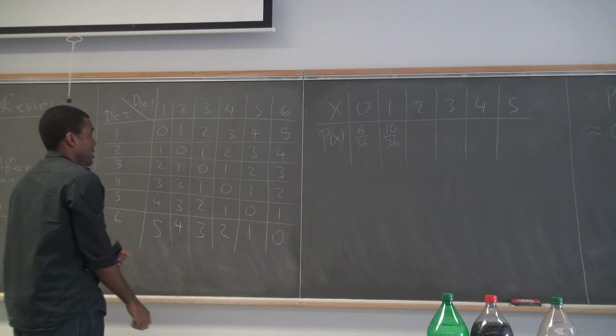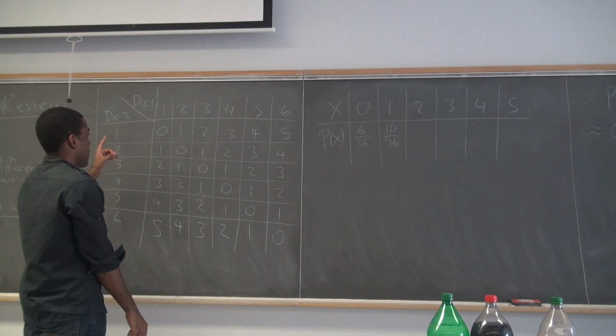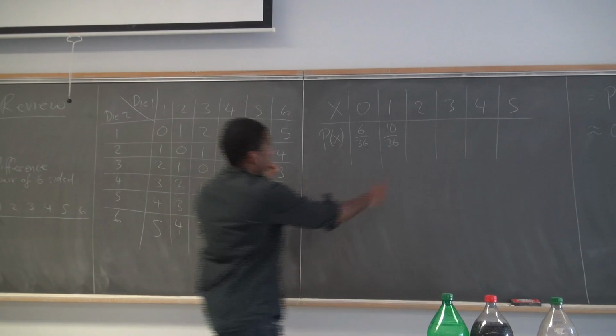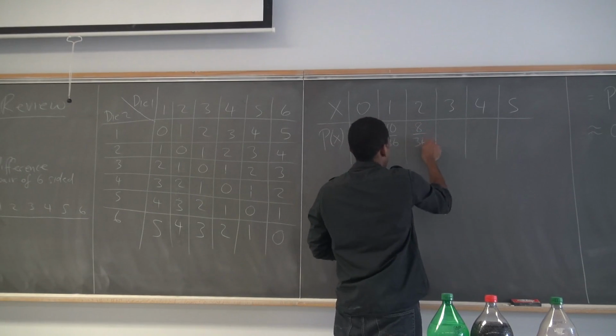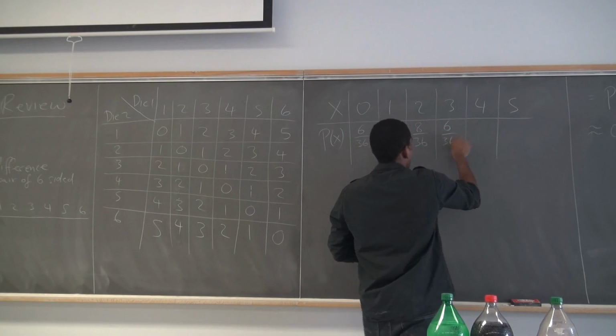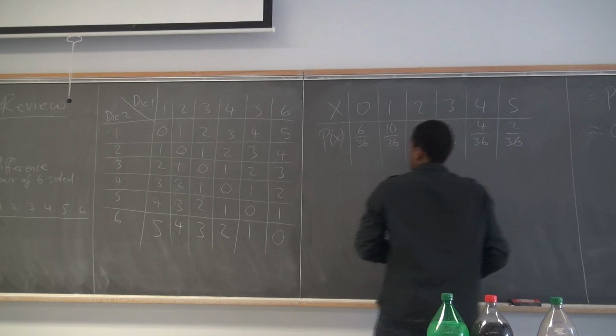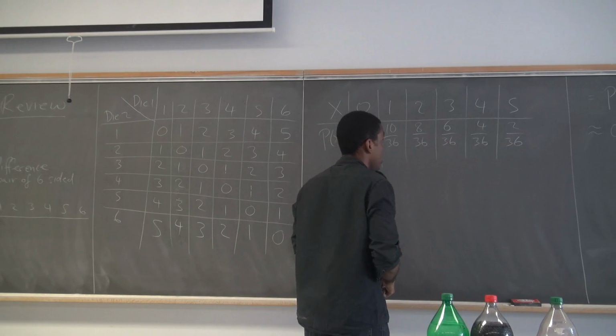Add one. Okay, 2. 2 is 8, right? Yeah. 8, 6, 4, 2. So that is actually the probability distribution.